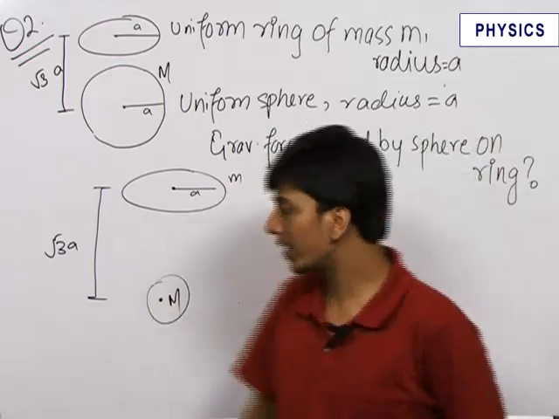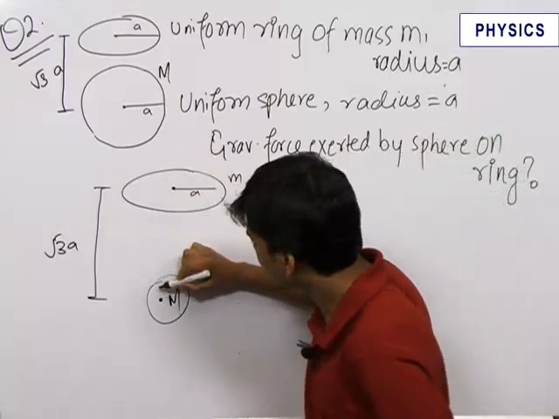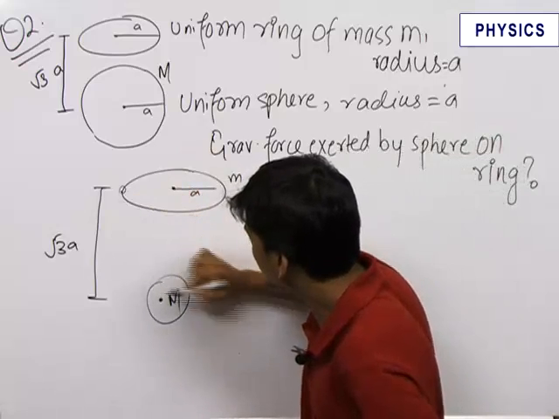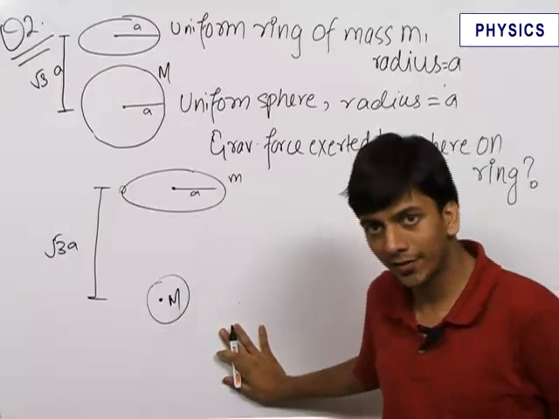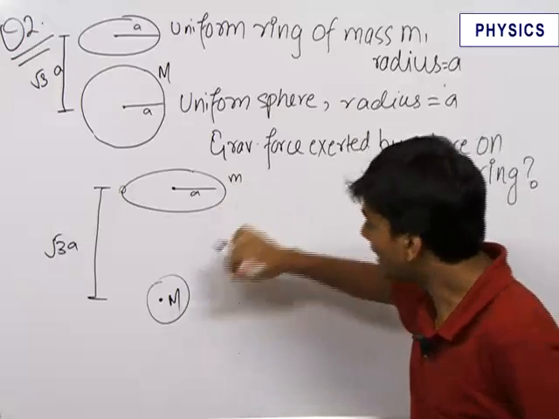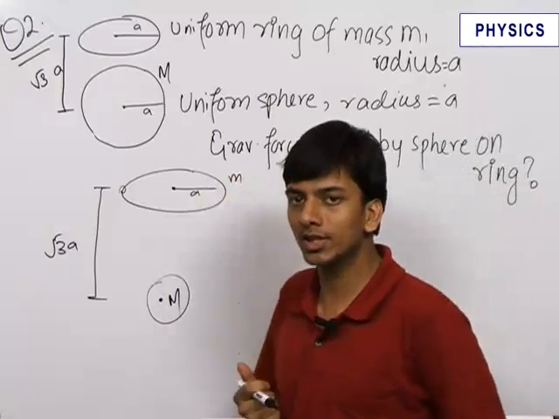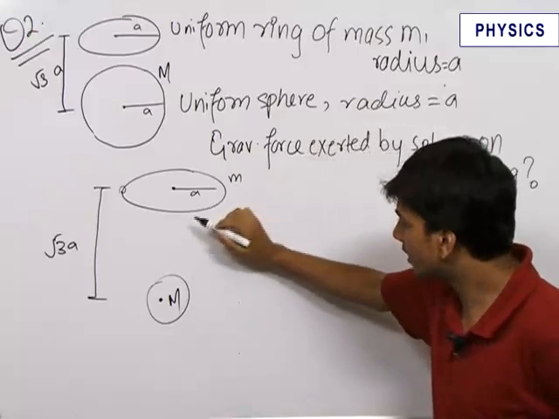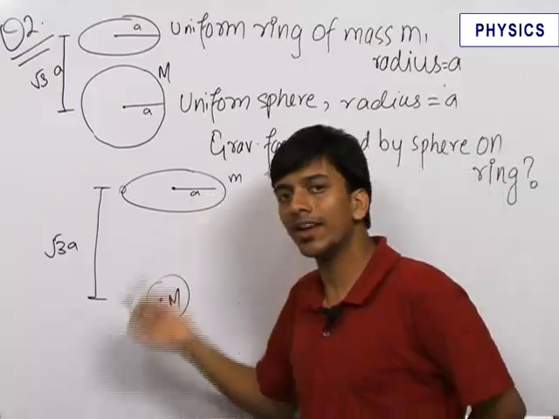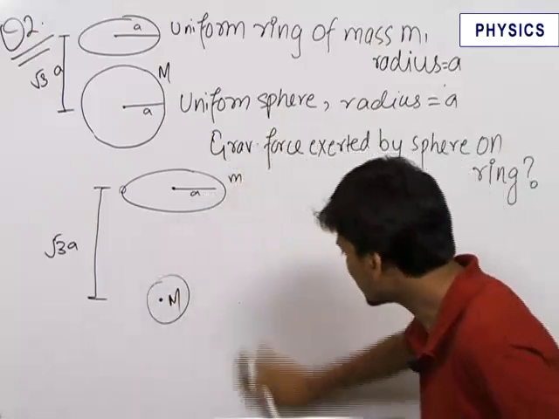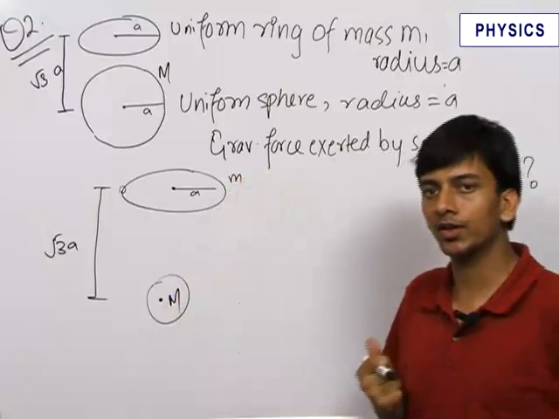Now by Newton's law, it is very difficult to find the force by this mass on the ring, because you have to find the forces acting on each part of the ring due to this mass, and then take the resultant of those forces, but that is very difficult. So what we do is, we find the force acting on this particle due to the ring, because we know that by Newton's third law, the force exerted on the ring by the sphere is equal to the force exerted by the ring on the sphere. Therefore, we first find the force exerted by the ring on this particle.